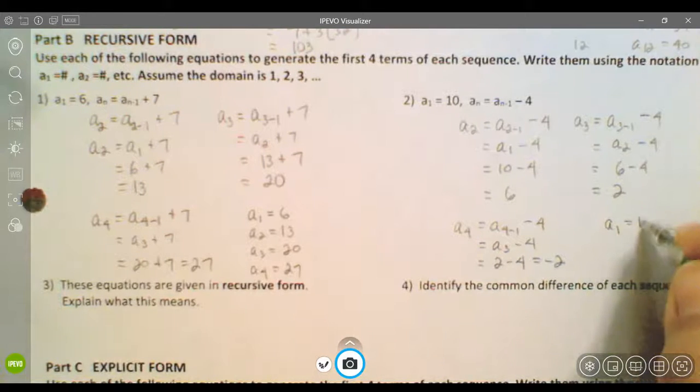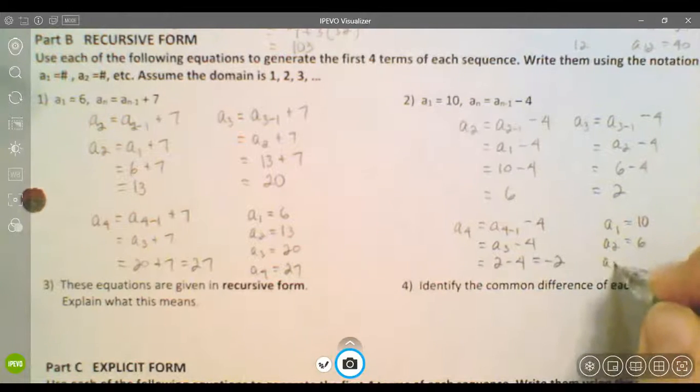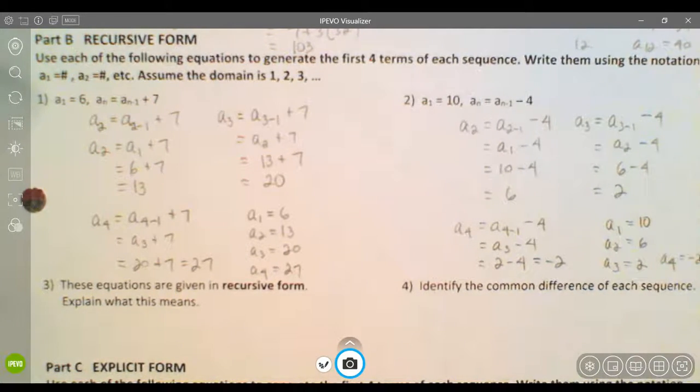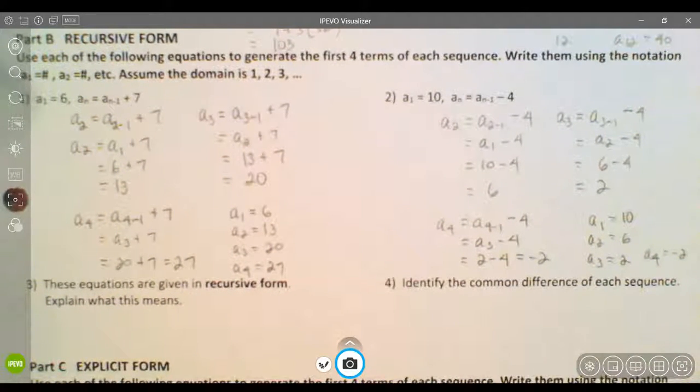So a sub 1 is 10. A sub 2 is 6. A sub 3 is 2. And a sub 4 is negative 2.